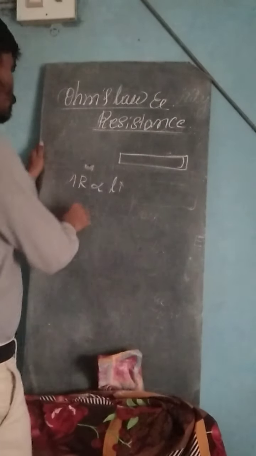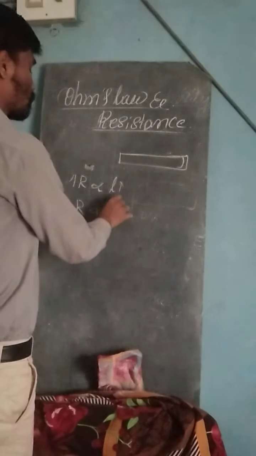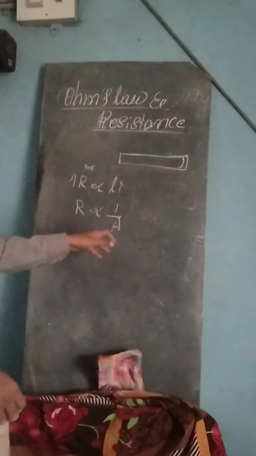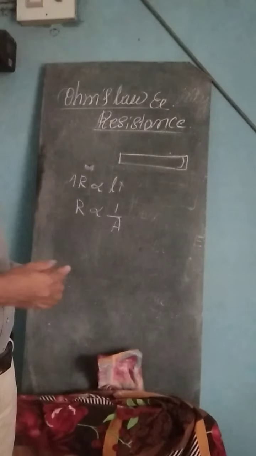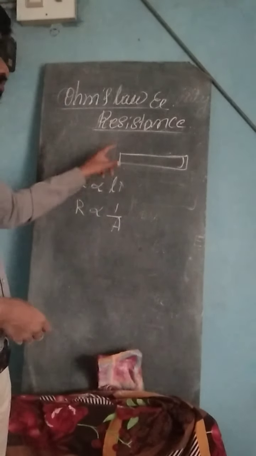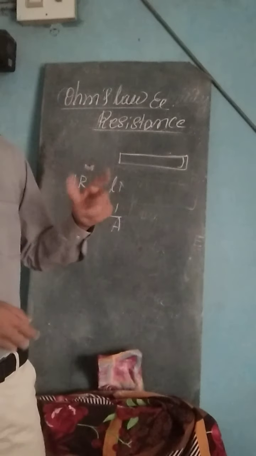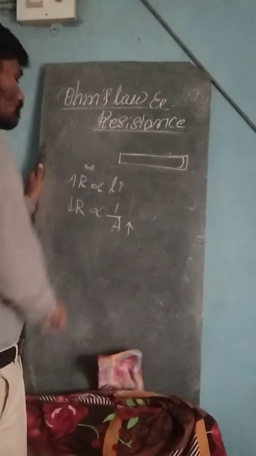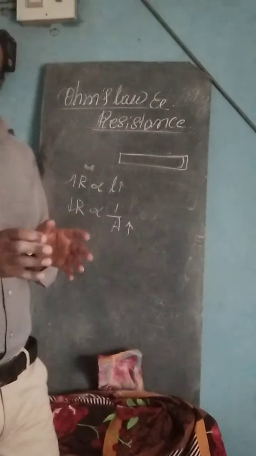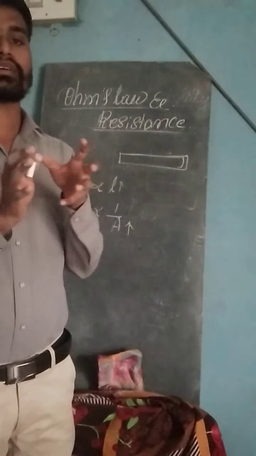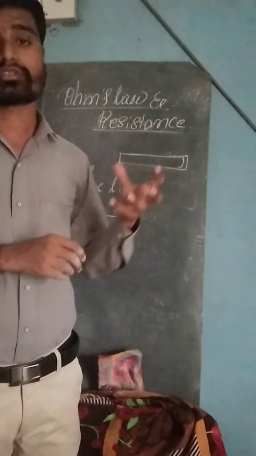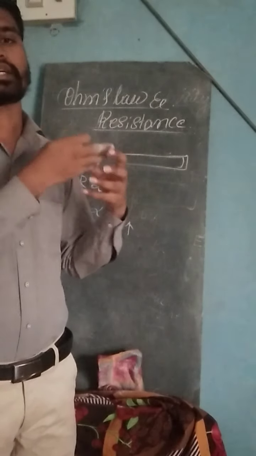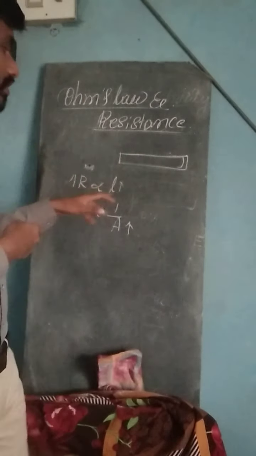And then resistance is inversely proportional to 1 by A, the area of cross section. If the area of cross section is large, it means length and breadth will be large. So the area of cross section increases, and then resistance decreases. So the area of cross section of the conductor will be large. Then what happens? The electrons will move freely inside that conductor. So there is little resistance for that conductor.